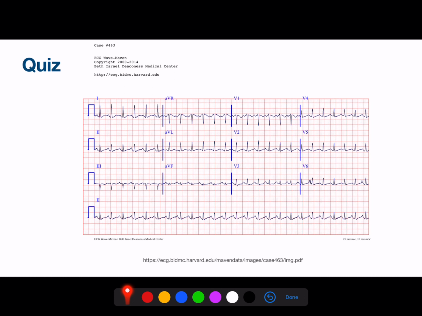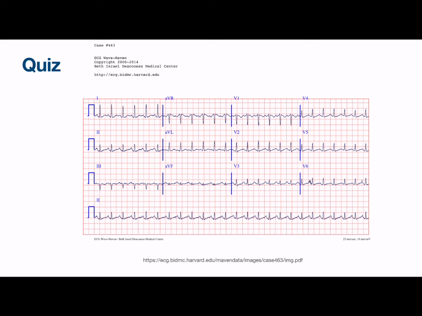Now we are at the end of the lecture. I have a quiz where you can check your knowledge a little bit. So now from every slide you can pause the video and think about the rhythm and how you would analyze it. And then I will explain afterwards how you should analyze it.